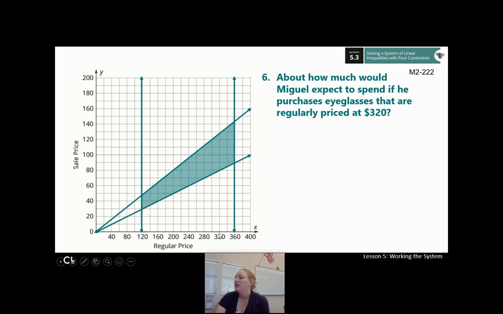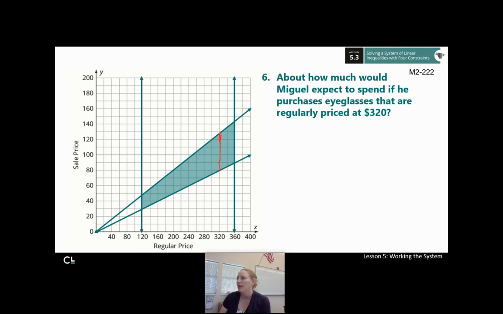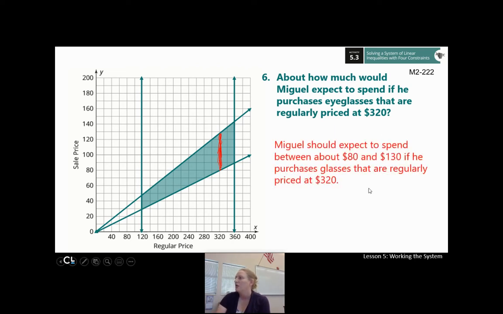All right, so if Miguel's spending $320, I'm gonna use my pen here. If he's spending $320, he could spend anywhere from here to here, right? Oh, sorry, not my best. So somewhere in between here, this is kind of our region. So that means he could spend as little as $80, or he could spend pretty close to $130. So Miguel should expect to spend between $80 and $130 if he's purchasing glasses that are regularly priced at $320.